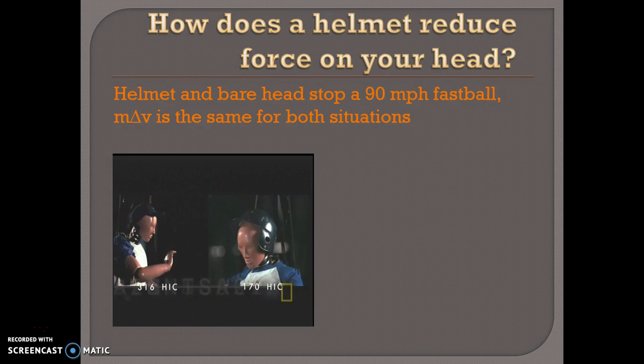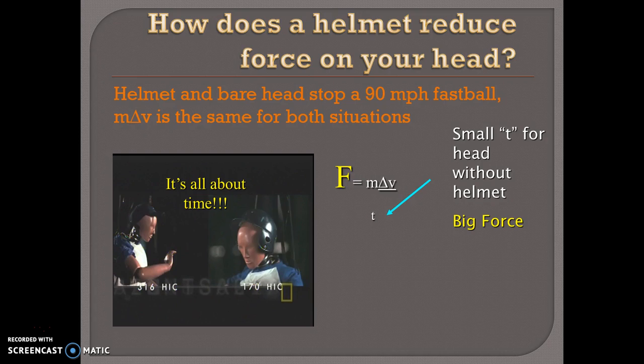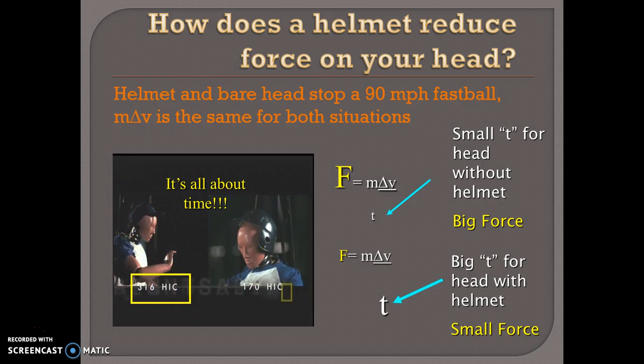Okay, to sum that up, how does the helmet reduce the force on the head? It's all about time. When you can extend the time that the helmet is going to have to change shape, to compress, you encounter less force on the head itself. A less traumatic injury, certainly, when the force is decreased.